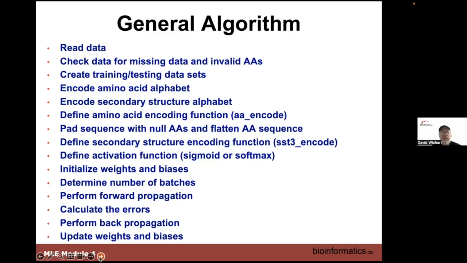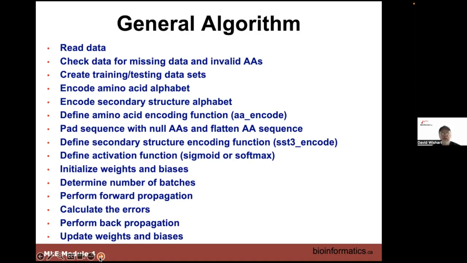We have to encode our amino acid alphabet, so that's one hot encoding. We have to one hot encode our secondary structure. We have to define what that encoding function will be. We also have to deal with the fact that there are null amino acids at the beginning and at the end. Because if you're going to have a windowing function where you're looking at maybe not 7, but maybe 17 residues at a time, you're going to have some blanks at the N terminus and some blanks at the C terminus. We're also going to do something called flattening, which is a way of taking one hot encoded data and making it a little more amenable.